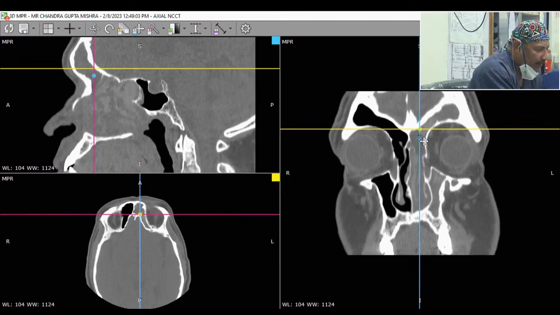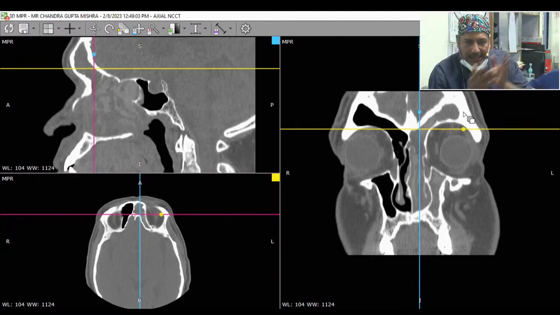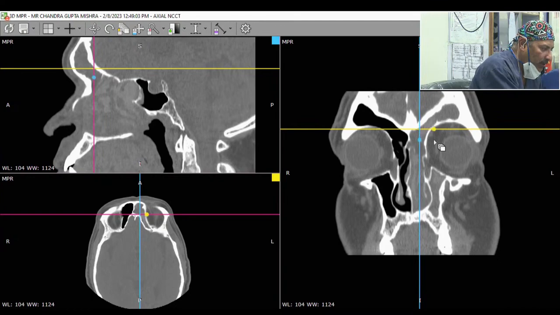See this? This disease is massively involving the supraorbital cell. And this cell is extending above the orbit. This cell is behind the frontal sinus, just caudal to the frontal sinus, and going above the orbit.